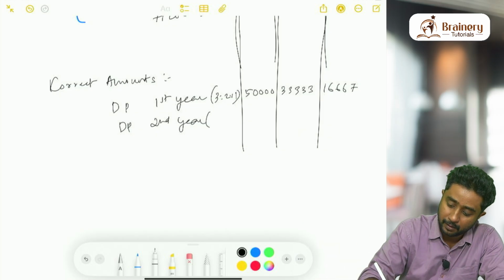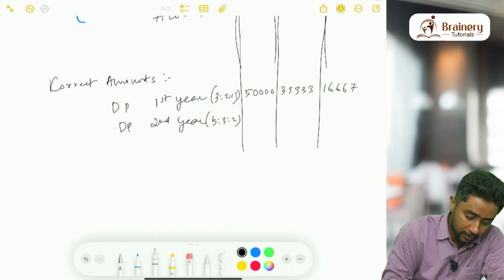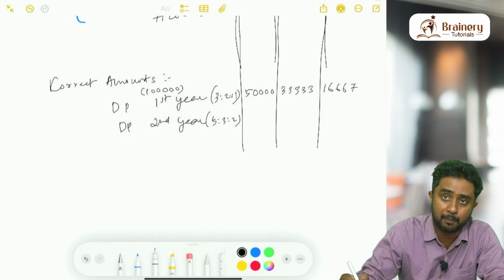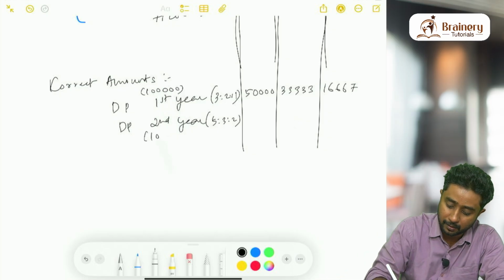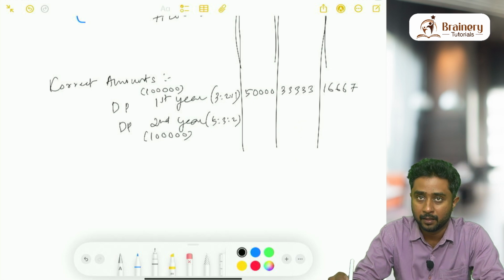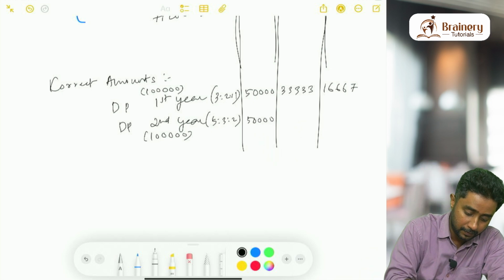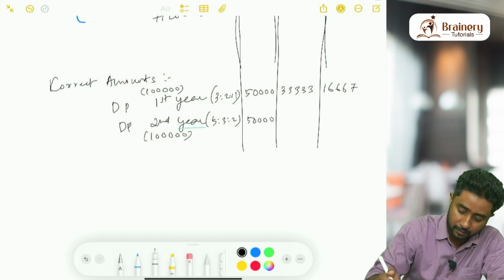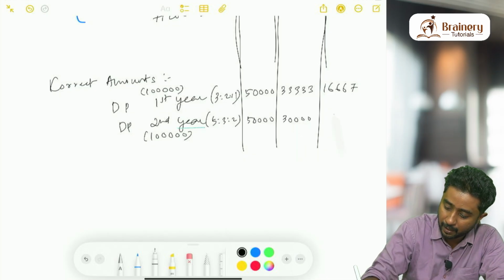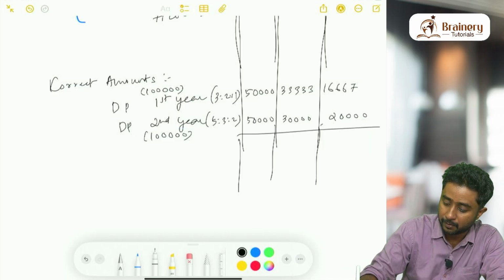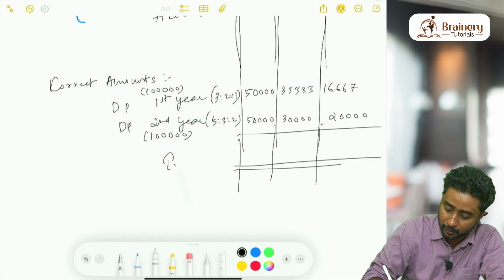0.666 will come. Again, next year profit is 5:3:2. So we will be doing 5 by 10. Same. Hope you understood from where I am getting this 1 lakh. 1 lakh is basically the net profit that we assumed. Similarly, here also 1 lakh. So 1 lakh we are dividing in 5:3:2 ratio. So 50,000, 30,000 and 20,000.